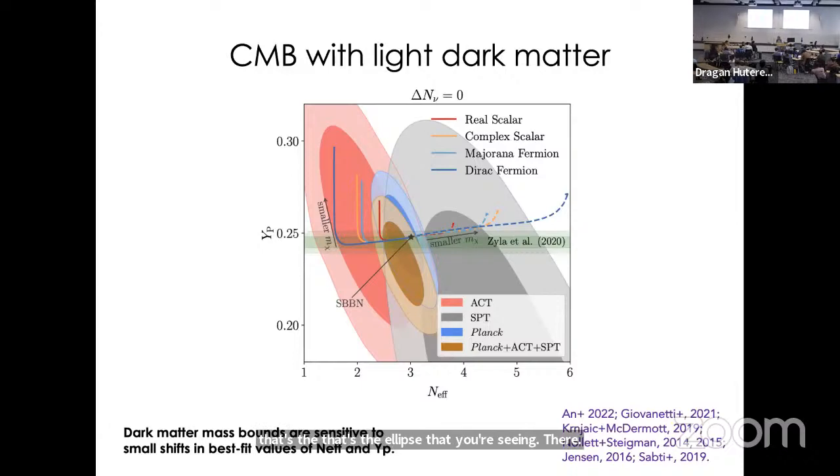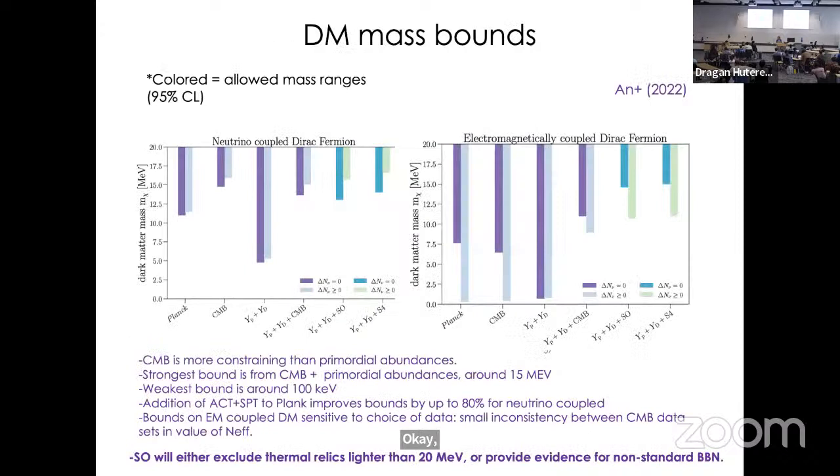So all I'm left to do now is to show you this very complicated summary plot, but I kind of wanted to put it there because it has all the information. So you can go back and scrutinize it on your own time. But the upshot is the colored regions correspond to the range of masses that are allowed for a given measurement, okay? And the horizontal axis spans different measurements.